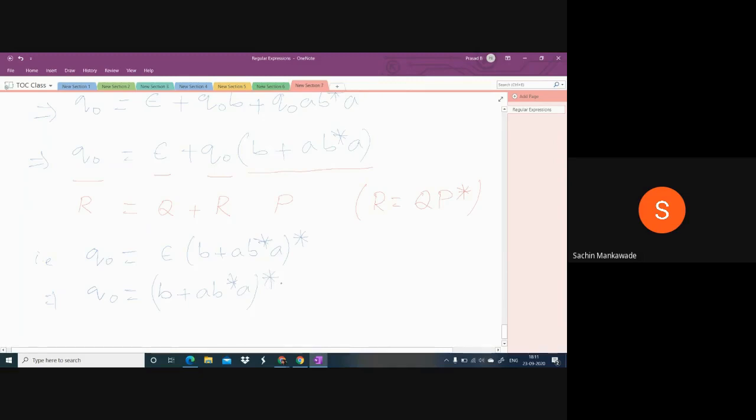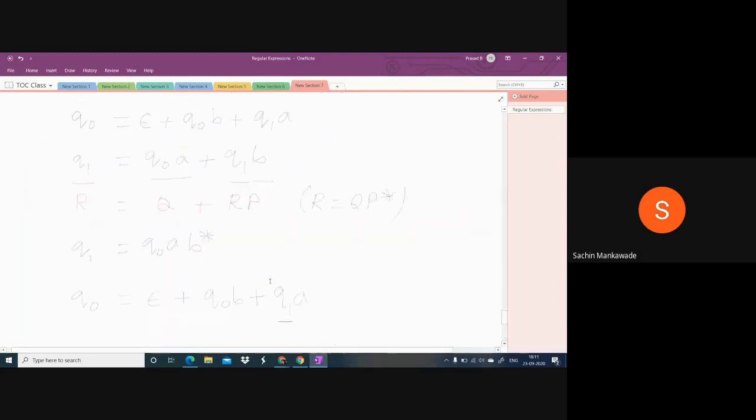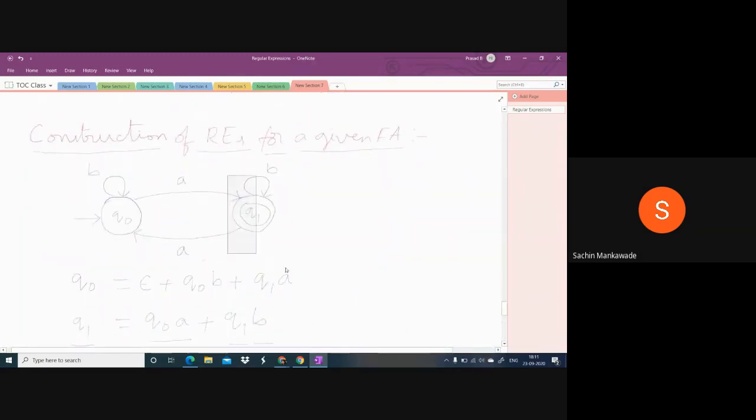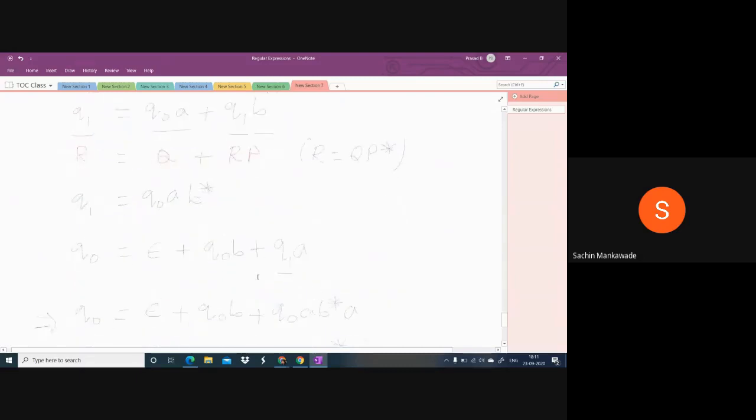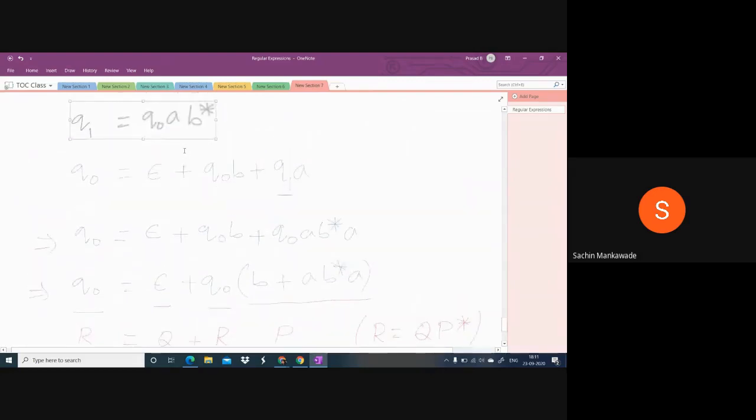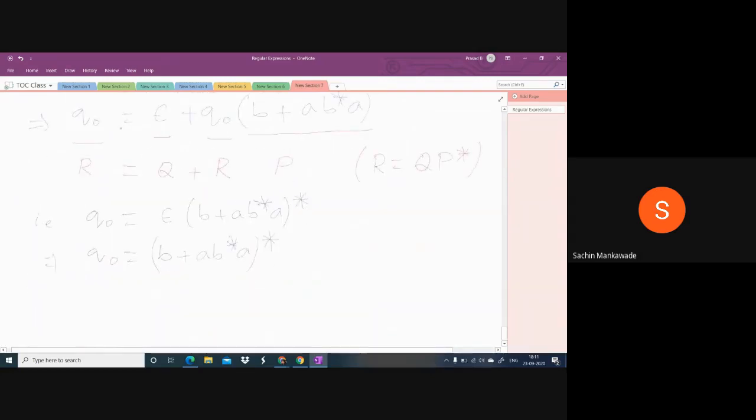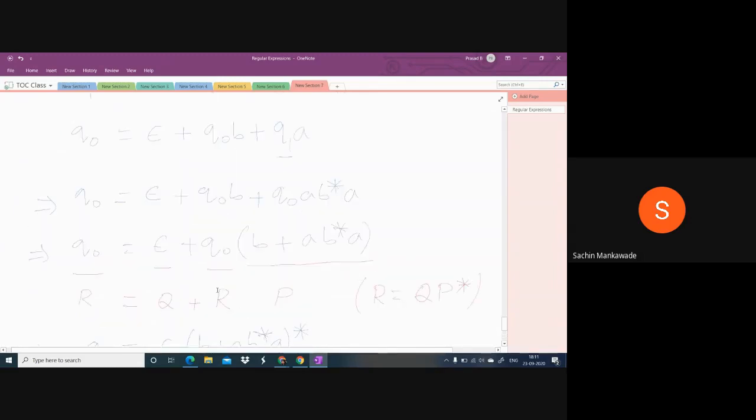What do we want? We want the expression for the final state. What is the final state here? Q1. What is the Q1 equation? We got the Q1 expression, this one that I write here. Q1 equal to Q naught AB star.